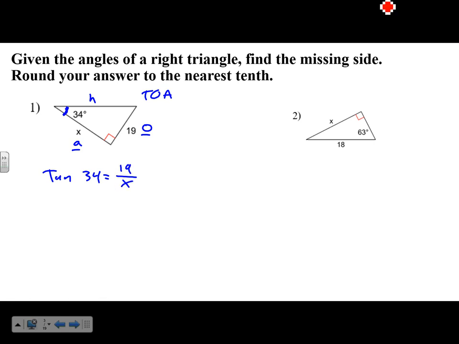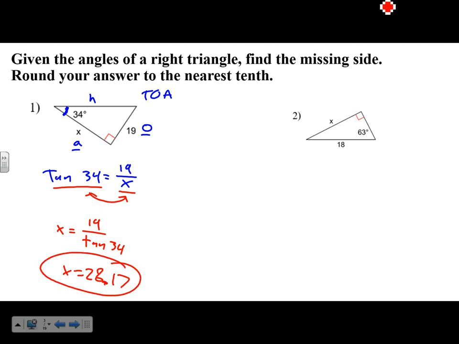Now remember, you could multiply both sides by x and then divide by the tangent of 34, but the shortcut I told you is you can just switch those places. So x is equal to 19 divided by the tangent of 34. Put that in your calculator, 19 divided by the tangent of 34. X is equal to 28.17. I'm rounding to 2 decimal places. Again, since it doesn't tell, oh, it says round to the nearest tenth, so sorry, I should round that to 28.2. You should always try to round with whatever they tell you to. If they don't tell you, that's when I always go to 2 decimal places.